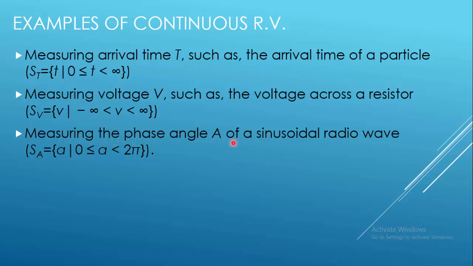Measuring the phase angle A of a sinusoidal radio wave. So these are the examples of continuous random variable.